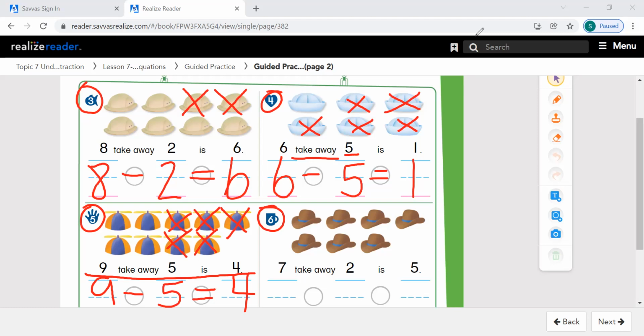Let's look at number 6. 7 take away 2 is 5. All right, so we have 7 in all. Take away. How do we show take away? We put a minus sign. How many hats are we taking away? We are taking away 2. We put X's on 2 hats. And what does that equal? How many hats are remaining? 1, 2, 3, 4, 5.